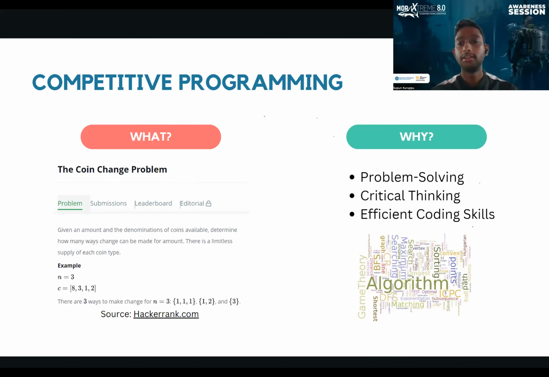So that's an example from my experience of a practical usage in engineering of the skills that I gained from competitive programming.